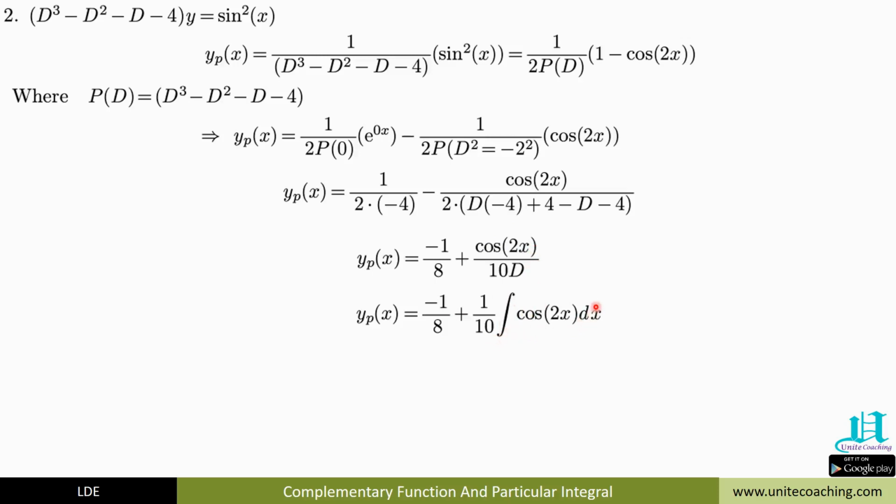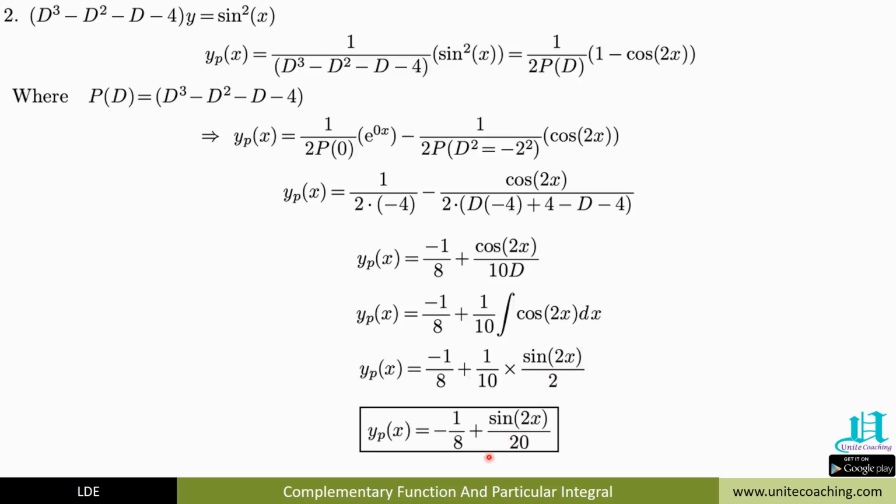Now this cos of 2x dx integration will become what? Sine of 2x divided by 2. The answer we will get is sine of 2x divided by 2, and the whole answer will become what? Minus 1 by 8 plus sine of 2x divided by 20. Alright, so this is how these questions are to be solved, right? And you need to be careful how you are applying these equations.